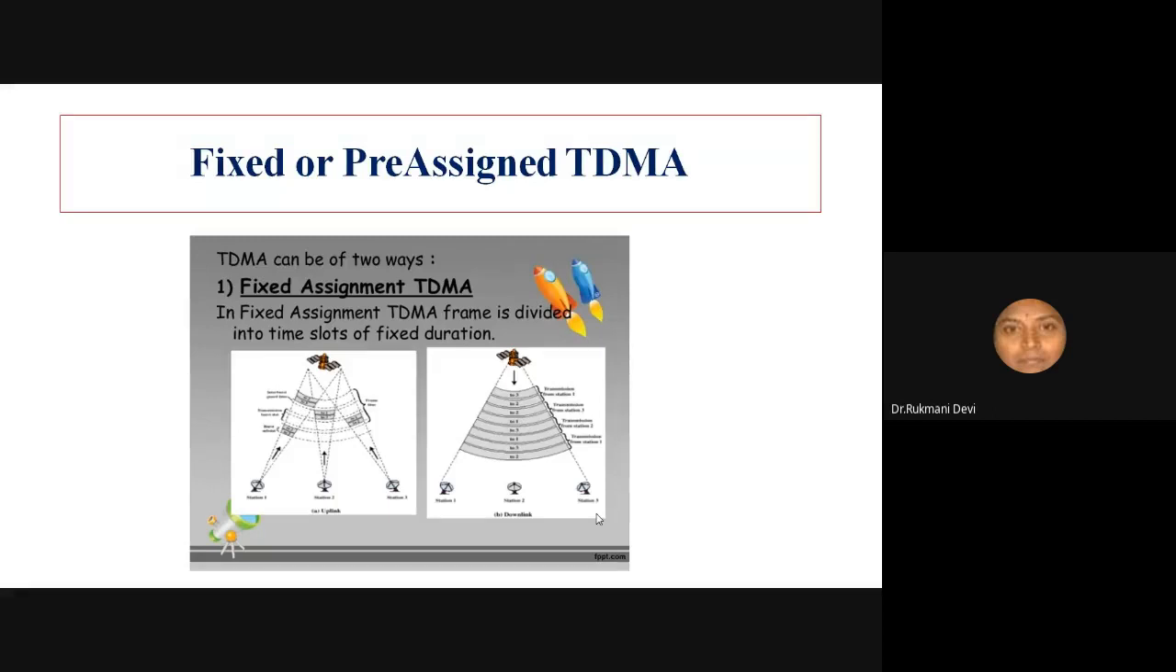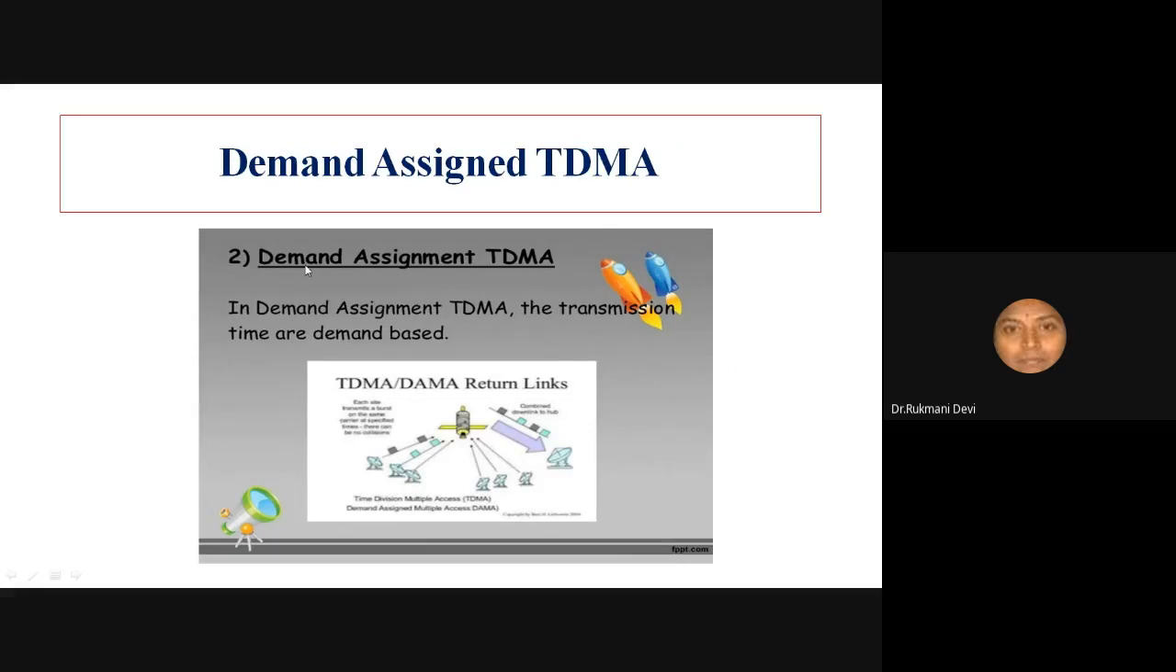Next, time division multiple access can be adopted in two ways: fixed or pre-assigned time division multiple access, and demand assignment. Fixed assignment time division is divided into time slots of fixed duration. 1 second means it is exactly 1 second. Similarly, in the uplink, the same thing happens in the downlink process also. Then the demand assignment depends upon the traffic.